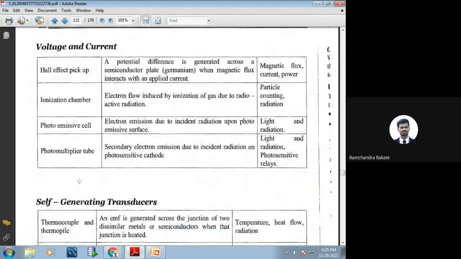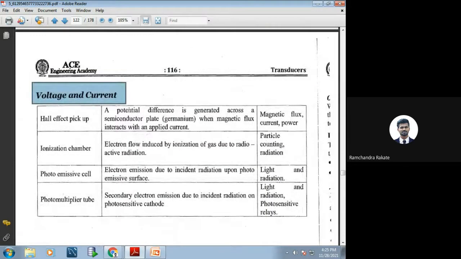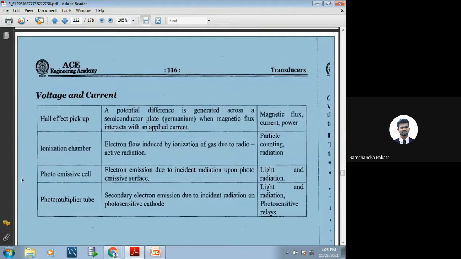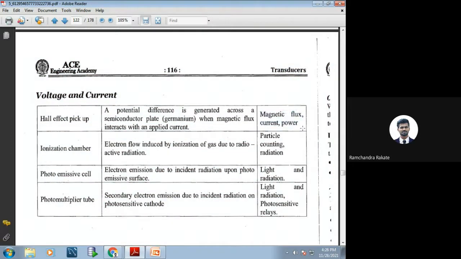And the last one we have is voltage and current. Correct? Voltage and current. So we have the Hall effect pickup, ionization chamber, photoemissive cell, photomultiplier tube. The Hall effect works on the principle that a potential difference is generated across a semiconductor plate when magnetic flux interacts with an applied current. So magnetic flux, current, power, these are the part of voltage and current.